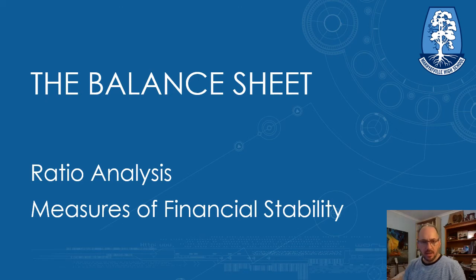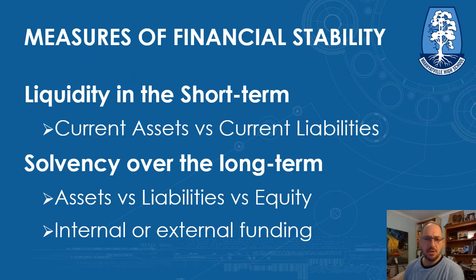In this video, we're going to have a look at the balance sheet and in particular ratio analysis, a couple of ratios as measures of financial stability. Measures of financial stability include two types: liquidity in the short term and solvency over the long term.